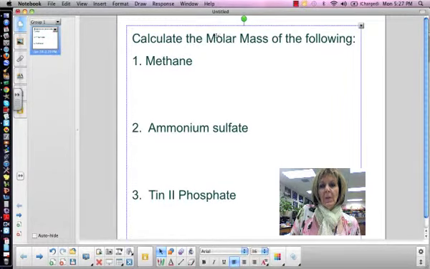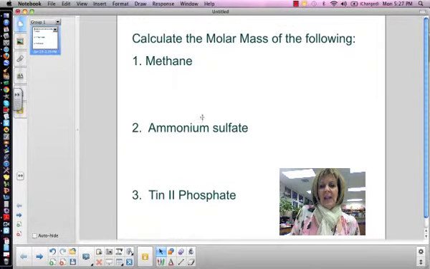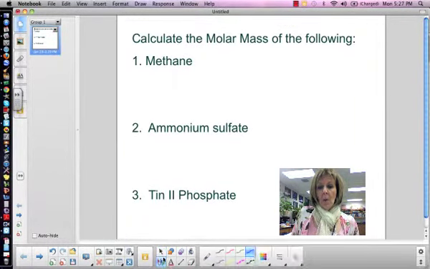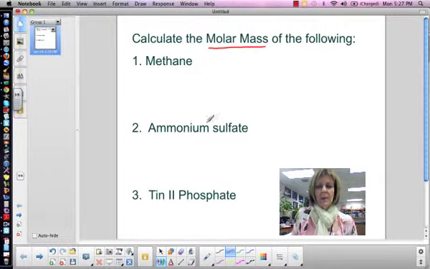Remember that molar mass is the mass of 1 mole of a substance. So the first thing we have to do is go through and write the formula for these things.